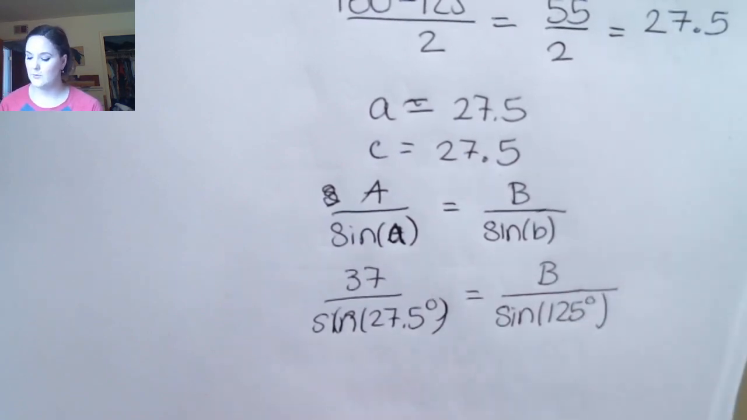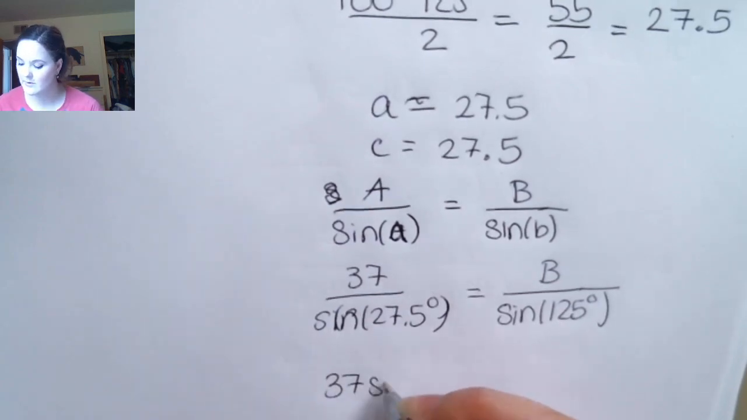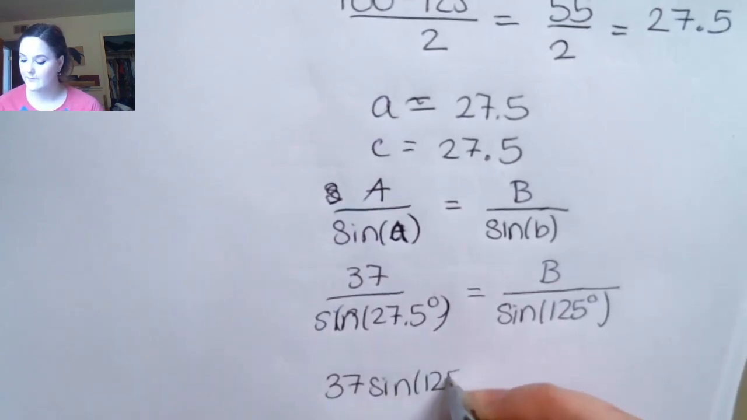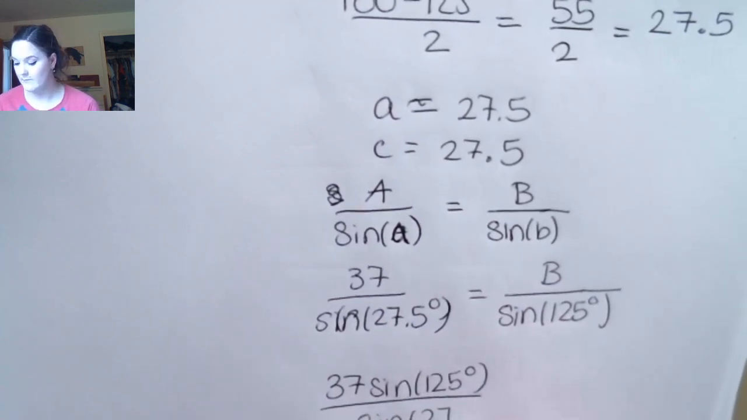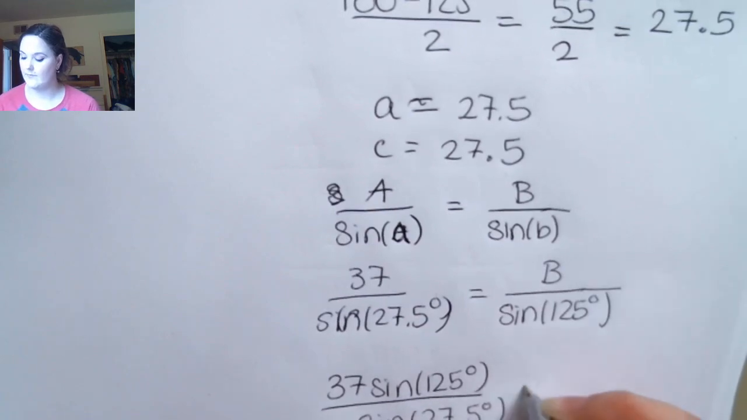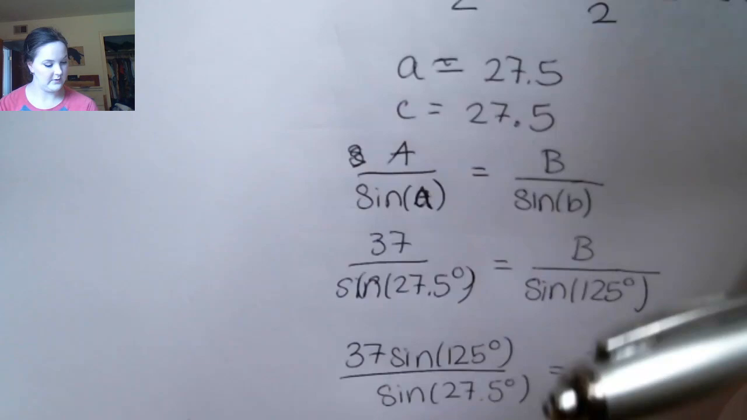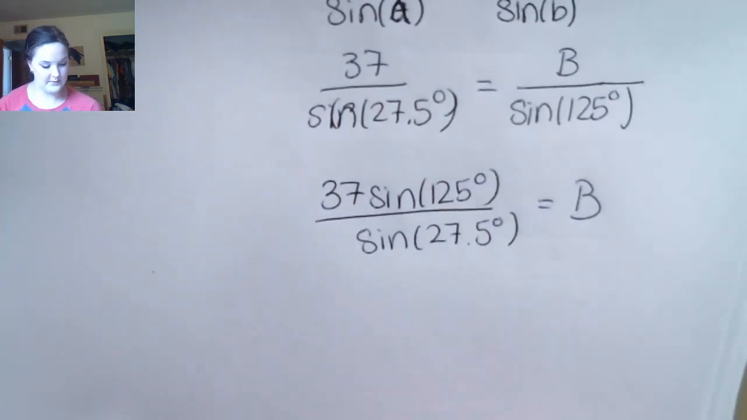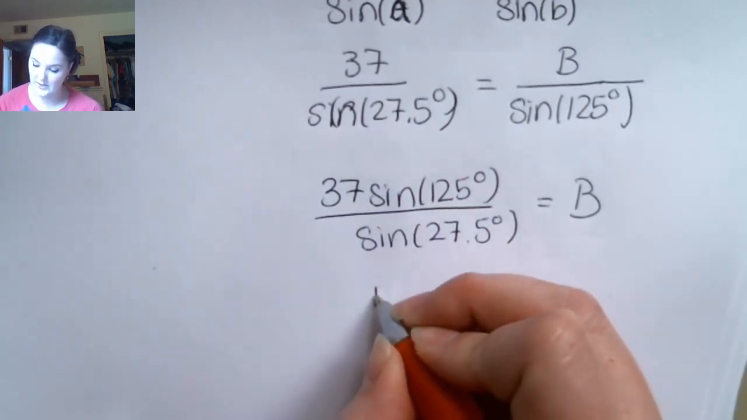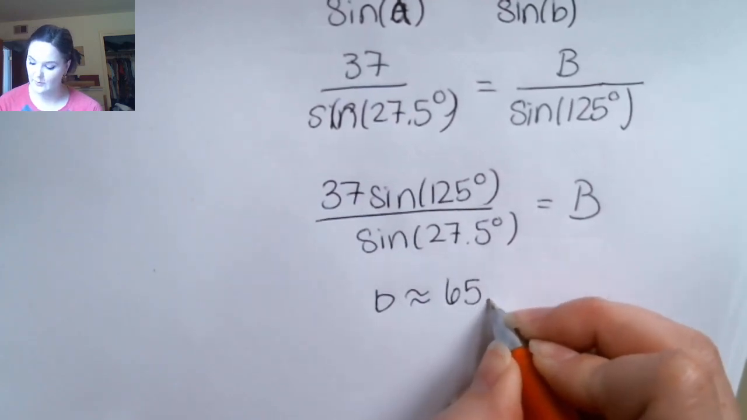Okay, so we're just going to multiply both sides by sine of 125 degrees. Okay, and then we're going to plug this value into our calculator. And this would give us B is approximately 65.6.